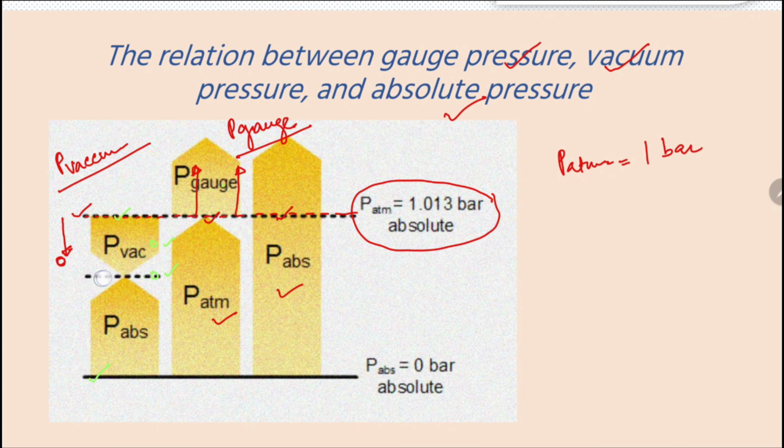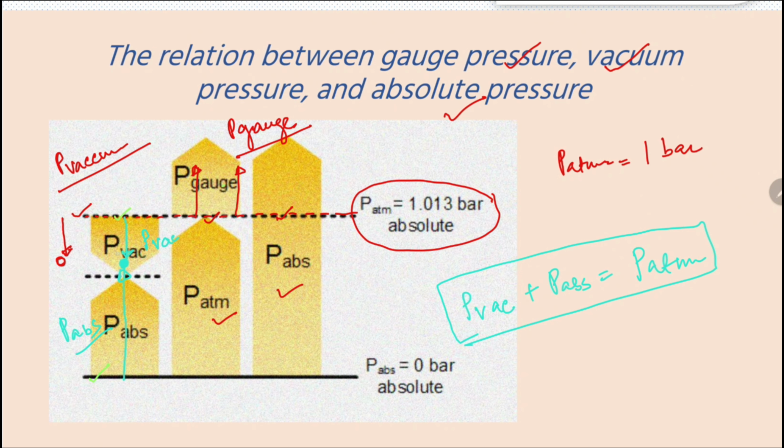Suppose we are at any location somewhere here. If I measure the pressure from here, this will be equal to P vacuum. And the same pressure we are measuring at this location with reference to P absolute 0, this will give P absolute. Now, if you look at this figure, P vacuum plus P absolute will give you the P atmospheric. You can see the summation of this and this will give you the P atmospheric.